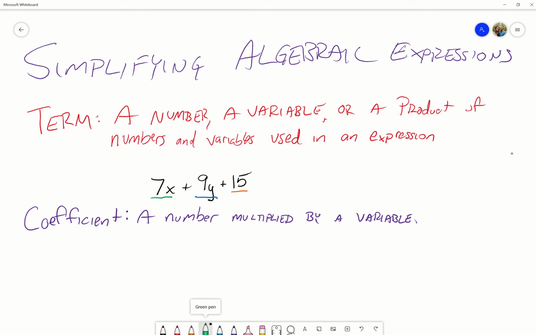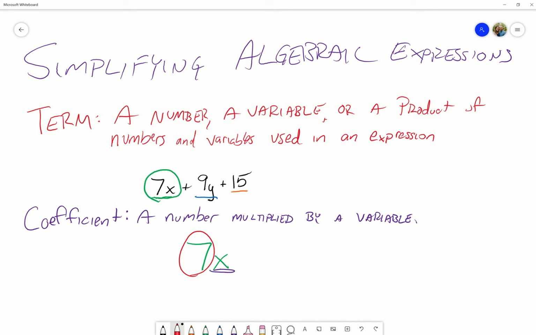So if we were to look at this one again and look at 7x, our variable in 7x would be x, right? That's a variable. And so our coefficient is the number that's being multiplied by the variable. So in this case, it's 7x. So our coefficient is 7, and our variable is x, and our whole term is 7x.